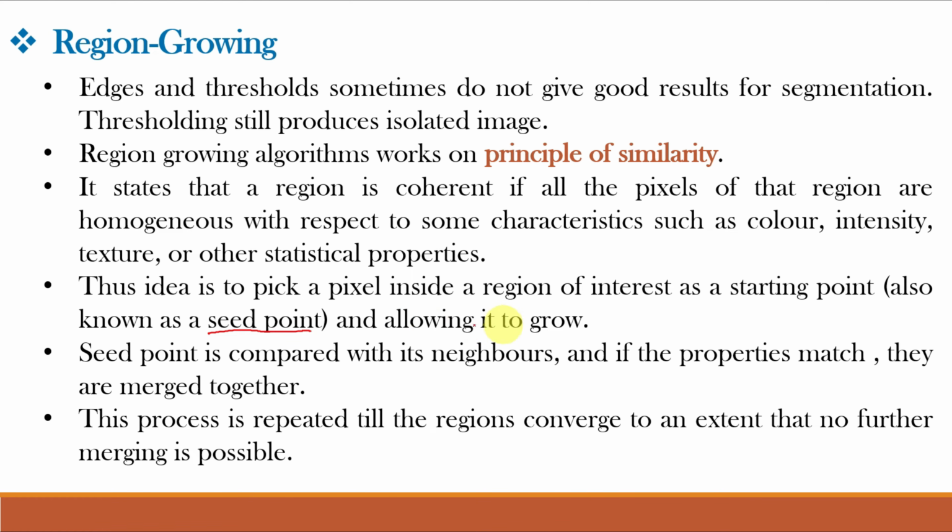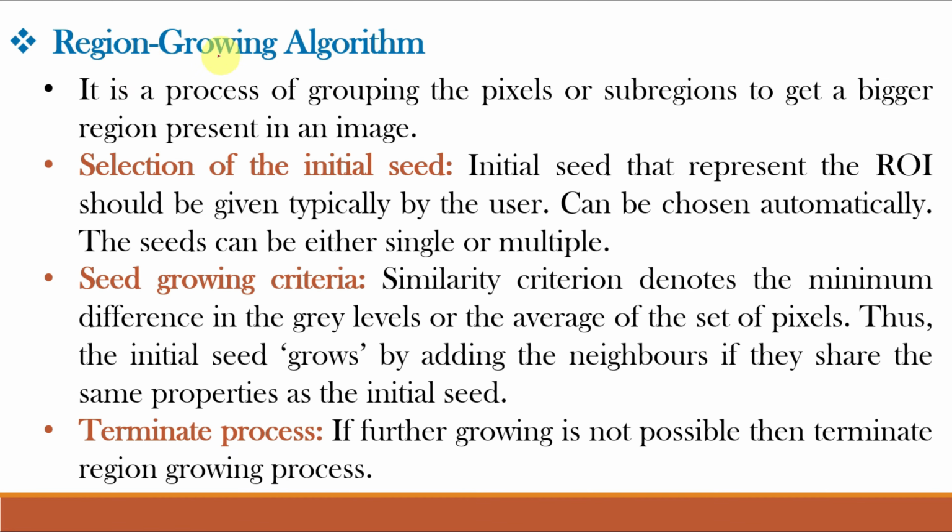And we will grow this seed point. So the seed point is compared with its neighbors either using 4-way connectivity or 8-way connectivity, and if the properties match, they are merged together. And this process is repeated till the regions converge to an extent that no further merging is possible. Let us understand the region growing algorithm.